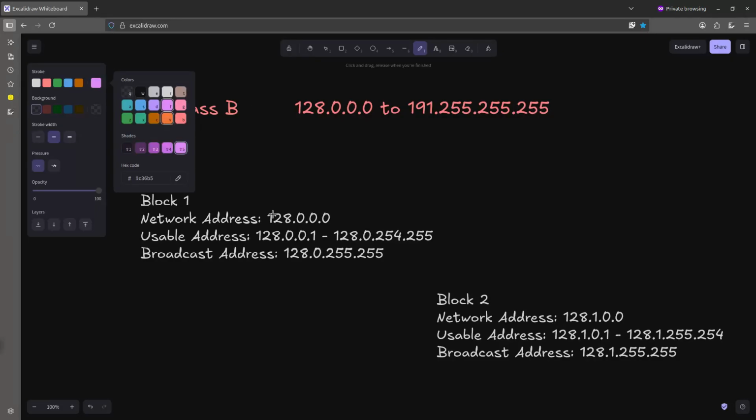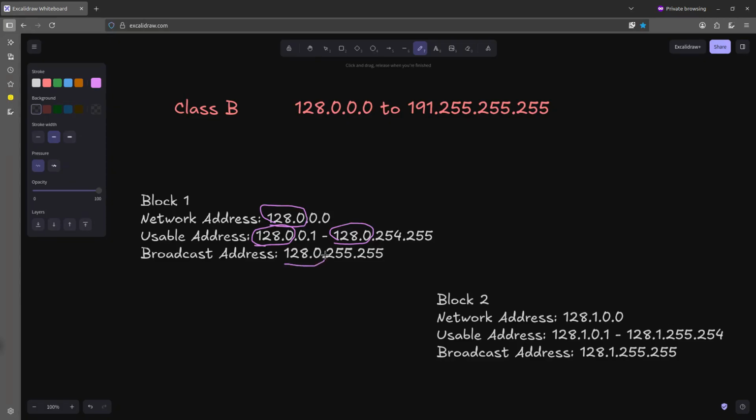Now you'll find something interesting: in class B, 128.0, these two are locked. The first two numbers are locked, but what changes is the last two numbers of the IP. Class B was mainly for medium-sized enterprises and businesses, fairly large, but not as large.